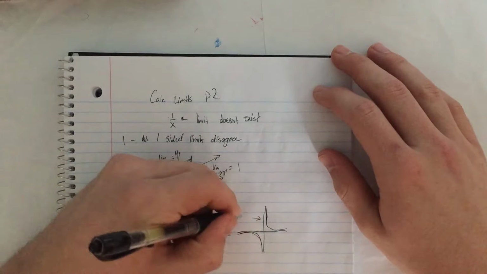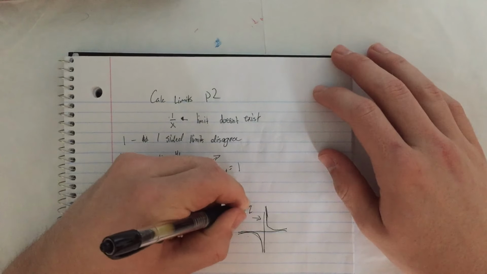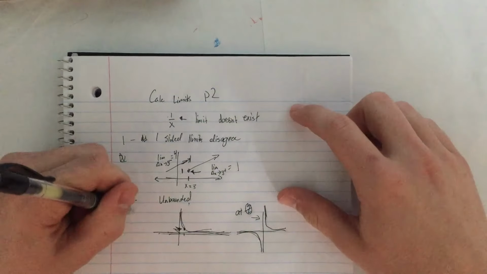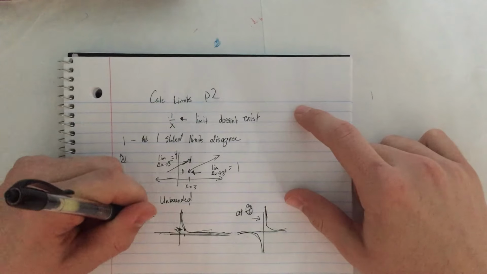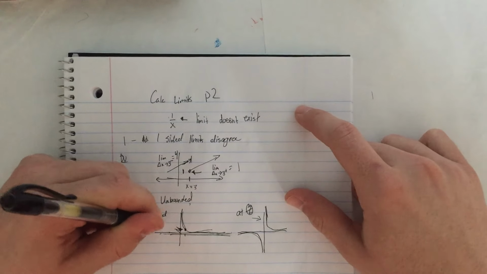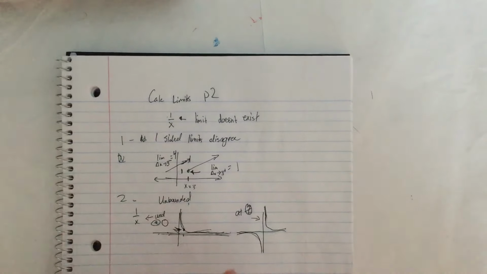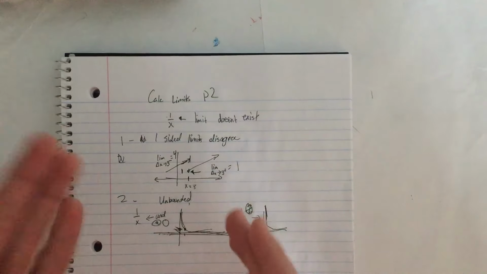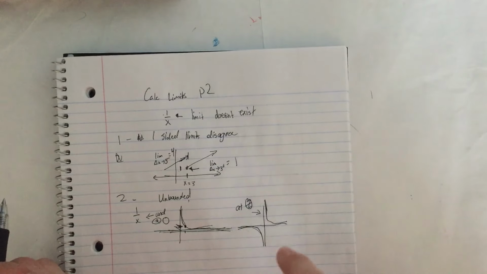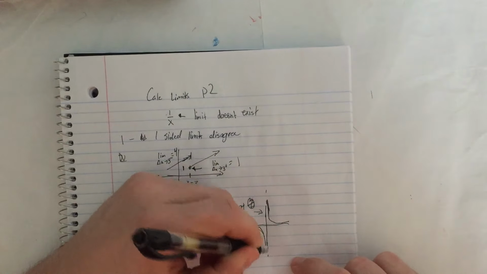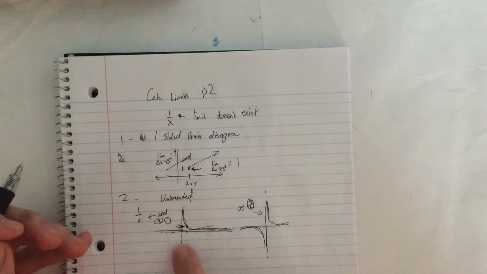But at 0, the graph of 1 over x is undefined. So there's no limit there because it's unbounded. There's no value for the graph at that point. Right here we have a vertical asymptote, so that's the reason. It's unbounded.